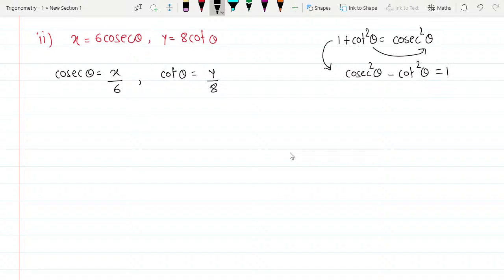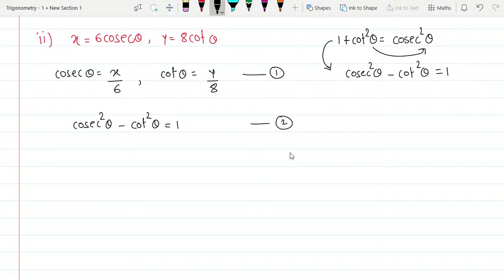So use that identity. So this becomes cot square theta. Okay, sorry, it is cosec square theta. Using the identity cosec square theta minus cot square theta equals 1. Okay, so this is my first equation. This is my second equation. Substitute the values of the first in the second.